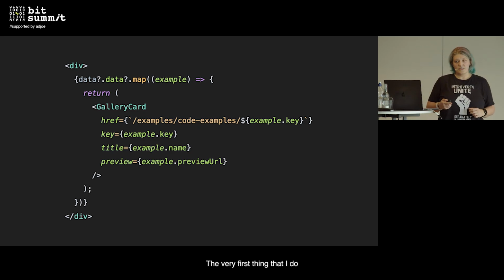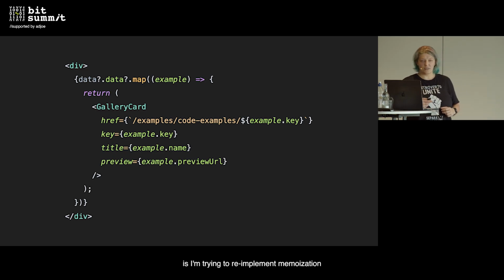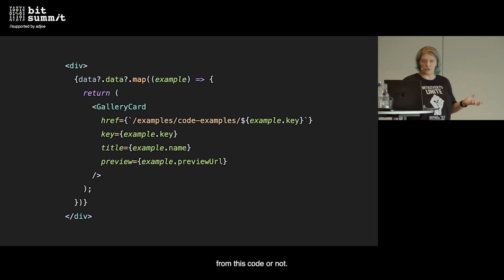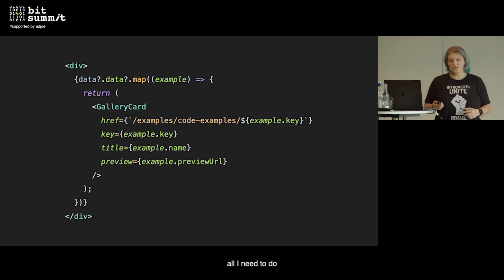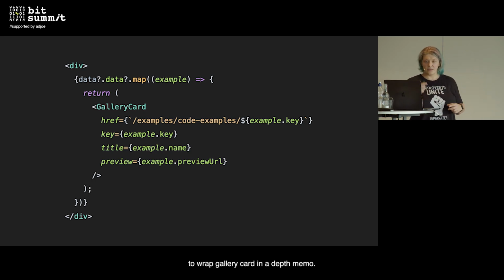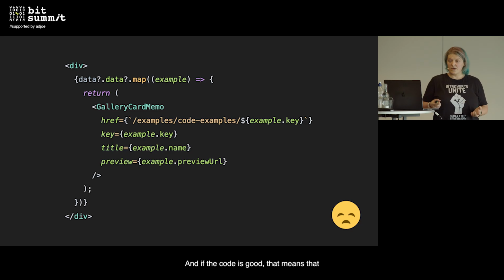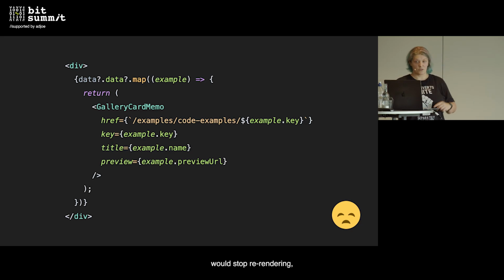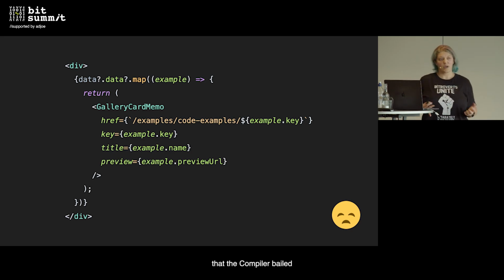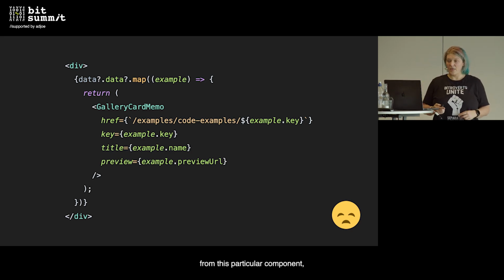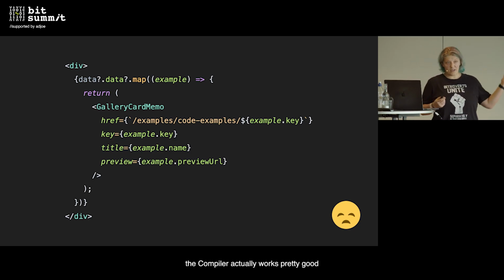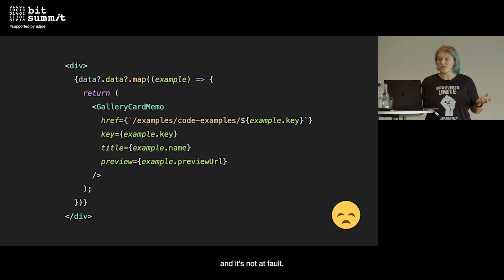The very first thing that I do when I debug compiler issues is I'm trying to re-implement memoization with the classic tools, just to see whether the compiler bailed out from this code or not. So in this case, all I need to do is just to wrap gallery card in React Memo. And if the code is good, that means that the existing cards in the list would have stopped re-rendering, and that would mean that the compiler bailed from this particular component, which actually didn't happen when I've done it. So that means that the compiler actually worked pretty good, and it's not its fault.